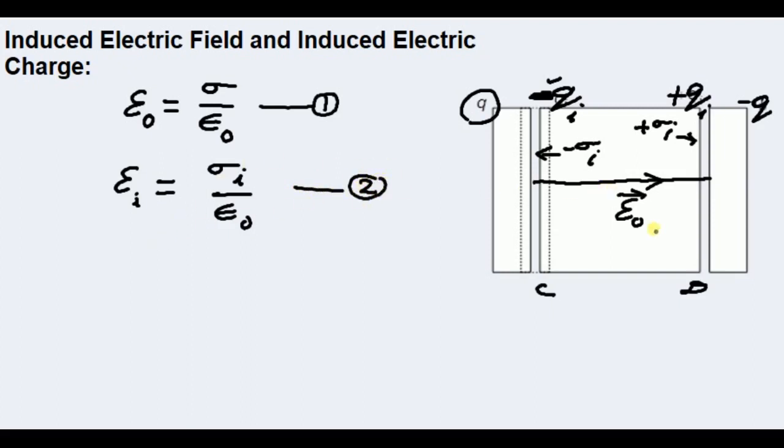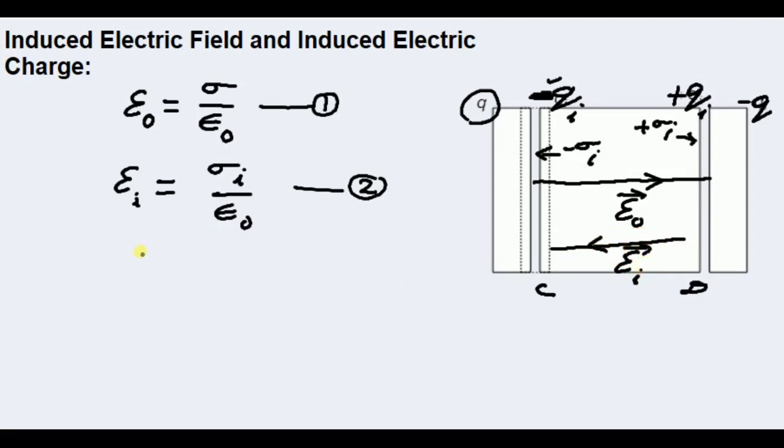The direction of EI will be from right to left, as the right side of the dielectric slab has positive charge and the left has negative charge. So the direction of electric field will be from right to left. This is your EI due to induced charge.